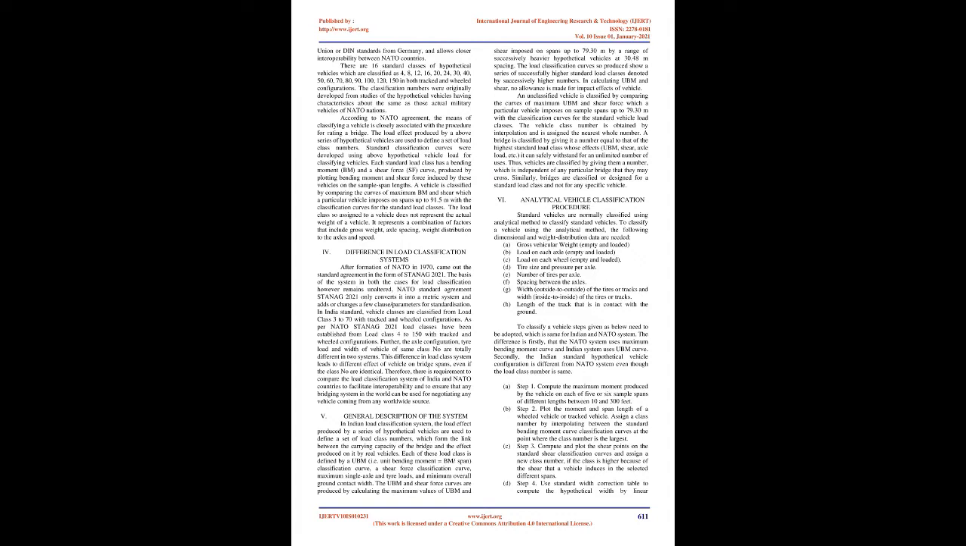This methodology is independent of various national codes, such as EC standards from the European Union or DIN standards from Germany, and allows closer interoperability between NATO countries. There are 16 standard classes of hypothetical vehicles which are classified as 4, 8, 12, 16, 20, 24, 30, 40, 50, 60, 70, 80, 90, 100, 120, 150 in both tracked and wheeled configurations. The classification numbers were originally developed from studies of hypothetical vehicles having characteristics about the same as those of actual military vehicles of NATO nations.